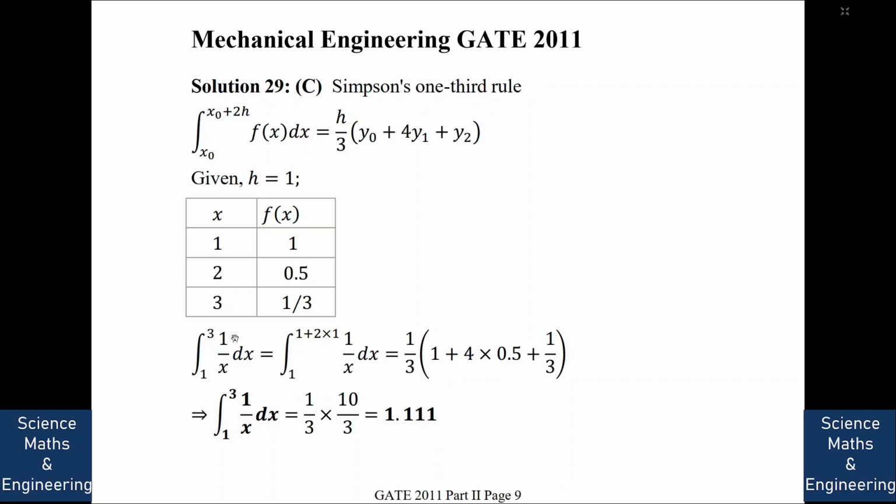So the integration from 1 to 3 of 1 by x dx is equal to the integration from 1 to 1 plus 2 into 1. I am writing it so that you can understand more easily. Of 1 by x dx is equal to 1 by 3, h is 1, 1 by 3 into y0, that is 1, plus 4 into 0.5 plus 1 by 3. So it comes as 1 by 3 into, this part 1 plus 2, that is 3, plus 1 by 3, that is 10 by 3. So it comes as 10 by 9 in total, so 1.111. So we'll go to the next question.